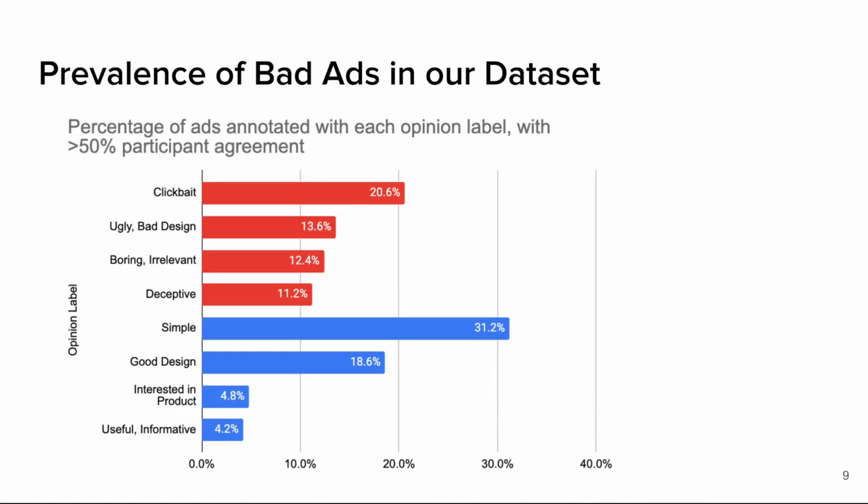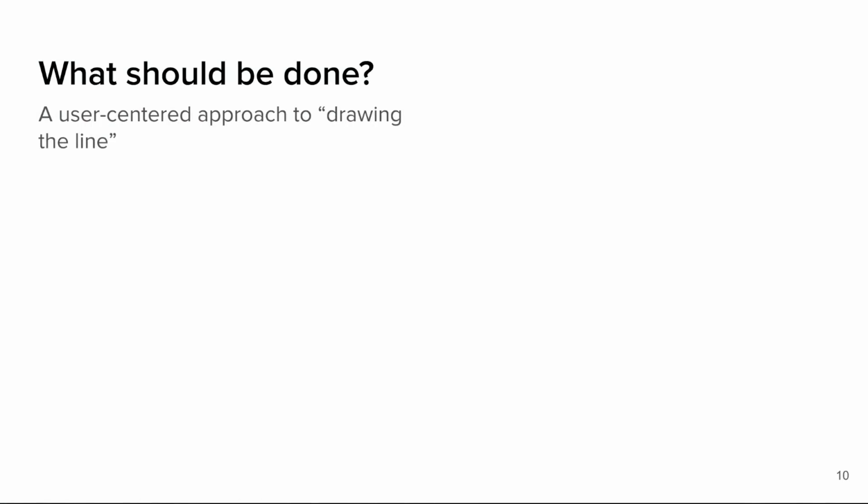Our data also shines a light on how prevalent bad ads are across the internet. This graph shows the percentage of ads in our dataset where over 50% of participants use the same label. And we can see that, for example, participants felt that over 20% of ads were clickbait, and that 11% of ads were deceptive. So this suggests that a not insignificant percentage of ads on the web are potentially detrimental to users' experience. So what should be done about bad ads?